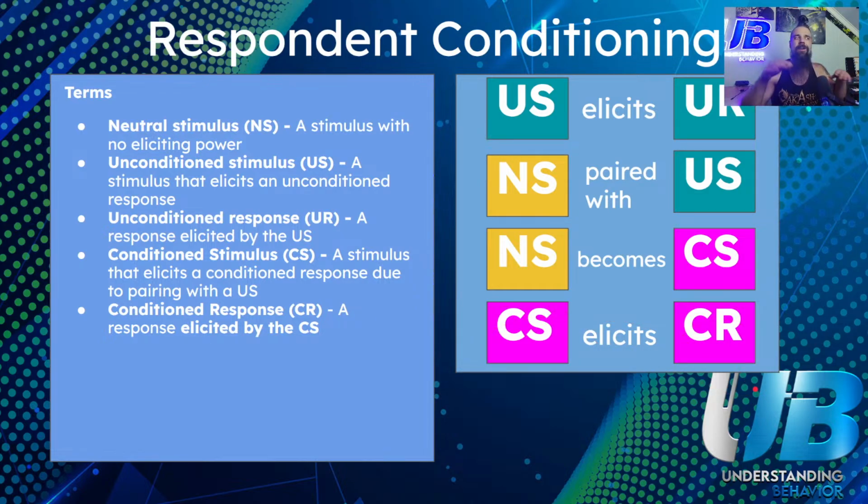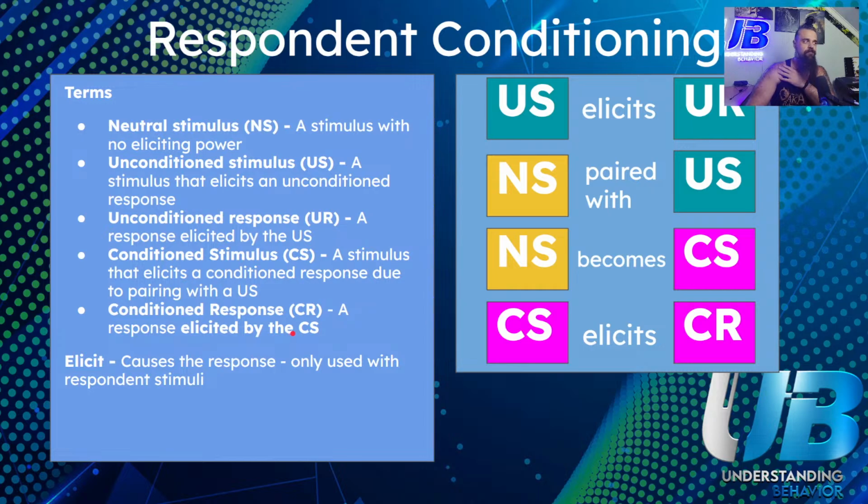A lot of terms sound really similar to each other. But here's the basics: neutral has no power. Unconditioned stimulus elicits an unconditioned response, and this doesn't require pairing. Conditioned means that it does require pairing or learning, and then it elicits that conditioned response.